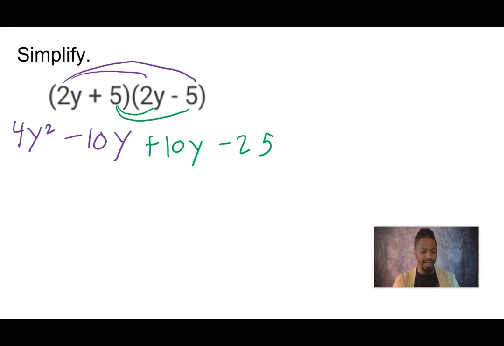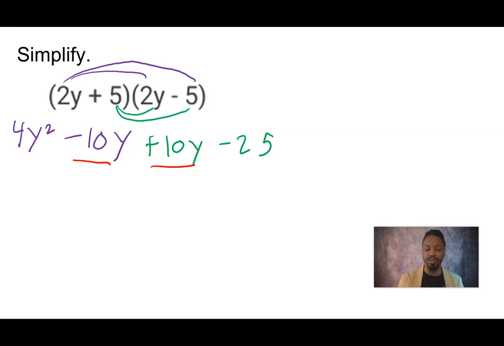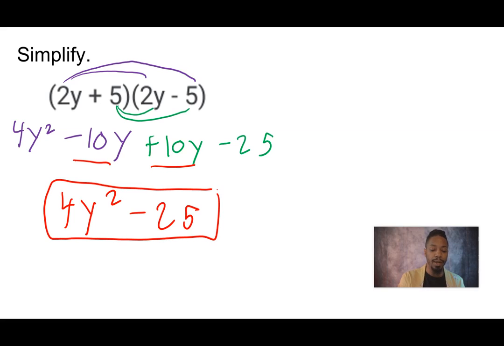Now we just combine like terms, and then we'll be done. Negative 10y and 10y like terms, they actually cancel each other out. So we have 4y squared minus 25. Boom. That's all it is to it. You take the two binomials, you multiply, make sure everything in the first is multiplied by everything in the second. Then you combine like terms. That's how you simplify.